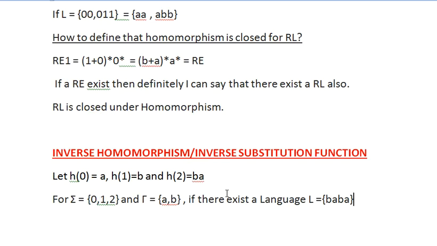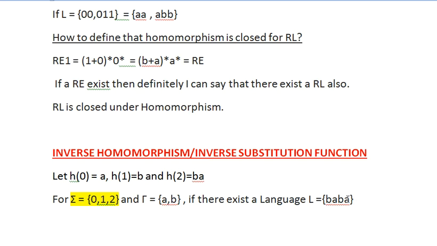But I will take an example directly and try to explain it. The input symbols are 0, 1 and 2. We have 3 input symbols, and for every input symbol we have an image. For 0 I have a, for 1 I have b, for 2 I have ba. So this a and b are the gamma, that is, the homomorphic images. Now suppose there exists a language L which is ba. Can you find out whether this is a regular language, or a homomorphic image of the language? It is the homomorphic image of the language.